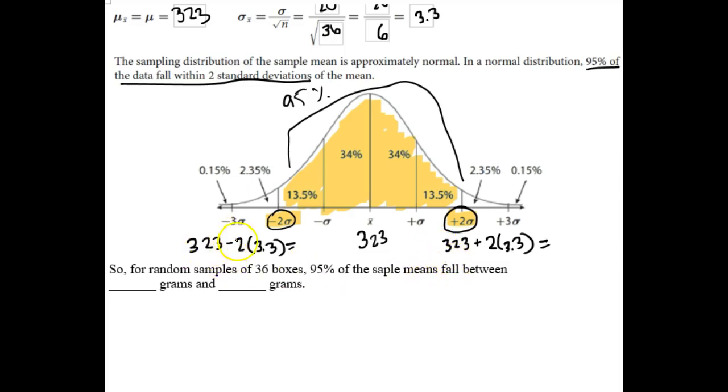And for this side, you should have gotten 316.4, whereas on this side, you should have gotten 329.6. Alright, so let's go on to part B.